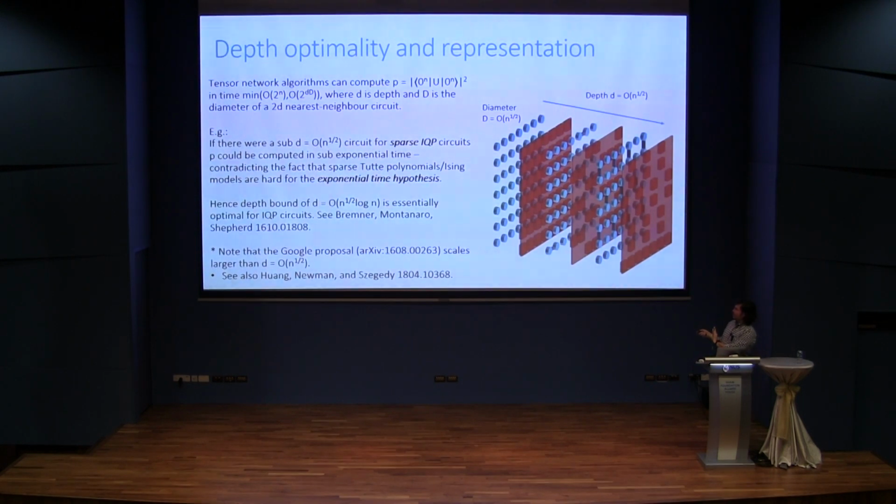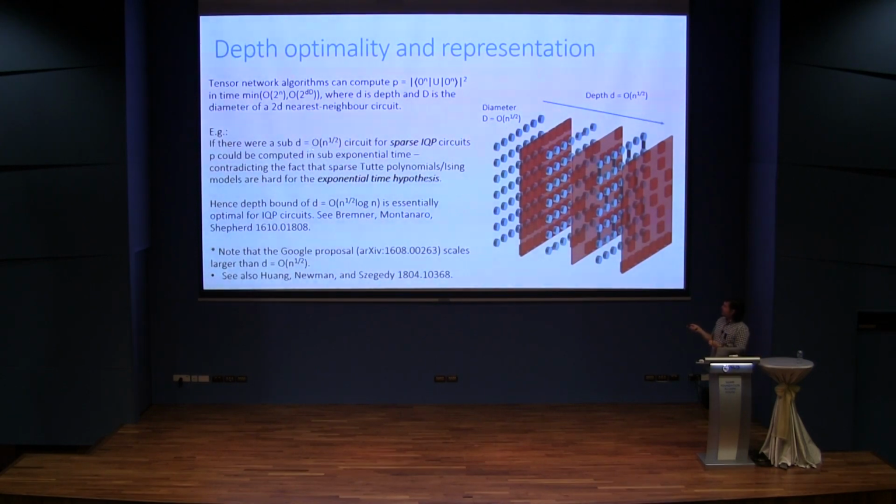Loosely, it comes from tensor network algorithms. So imagine you have a 2D lattice. Tensor network algorithms can compute any output probability that looks like that in time which is a minimum of 2 to the order n, where n is the number of qubits, and 2 to the little d times big D, where big D is the diameter and little d is the depth of this model. Okay, so that's just a simple thing that comes from Markov and Shi back in 2006.